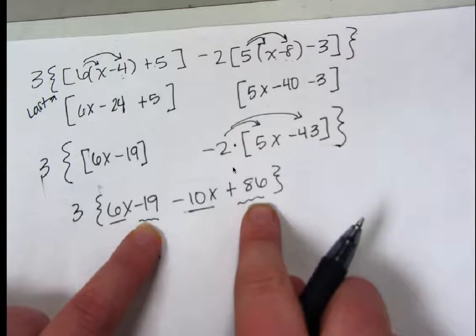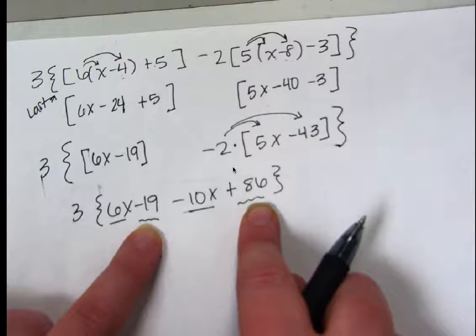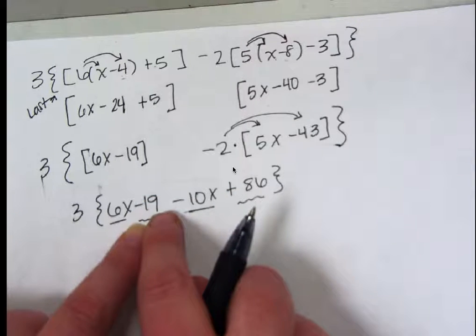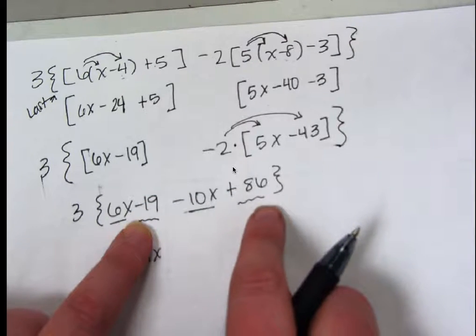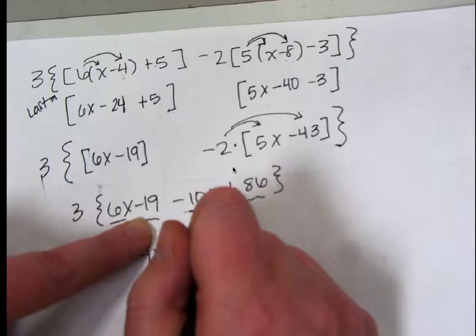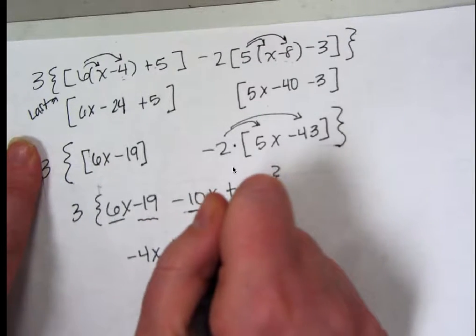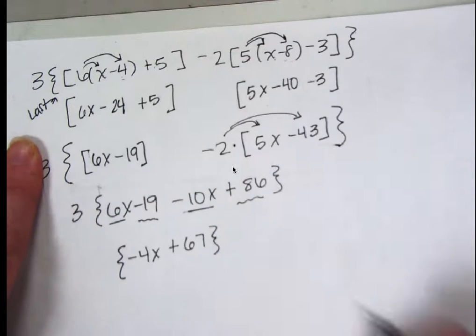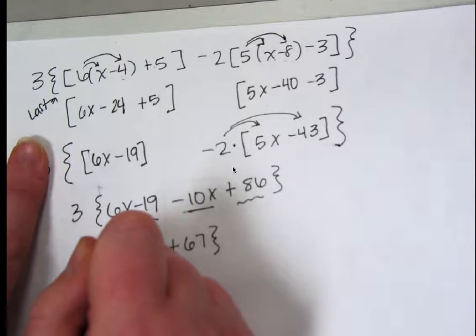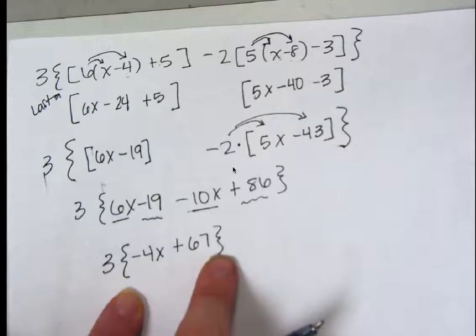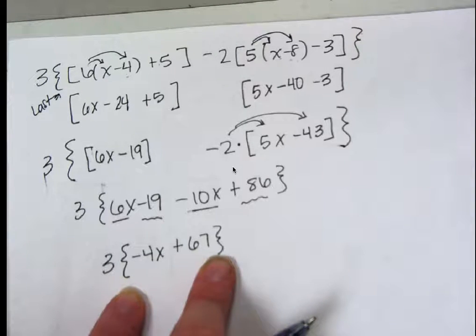Those are like terms because they're constants, there's no variable. So I just add them together. Negative 19 plus 86 is plus 67. All right, so I simplified inside the curly braces.